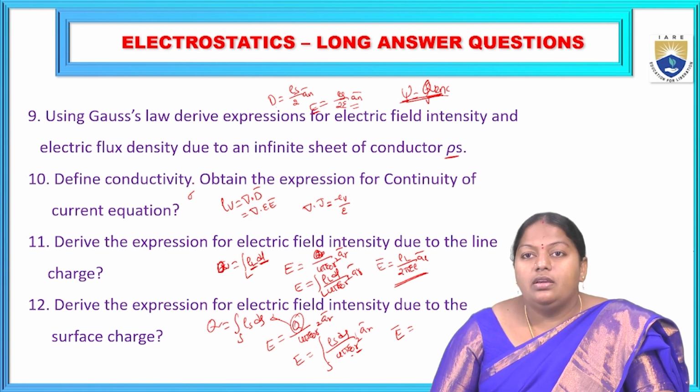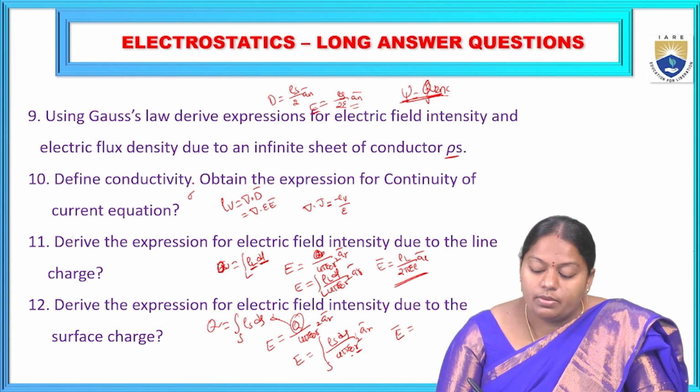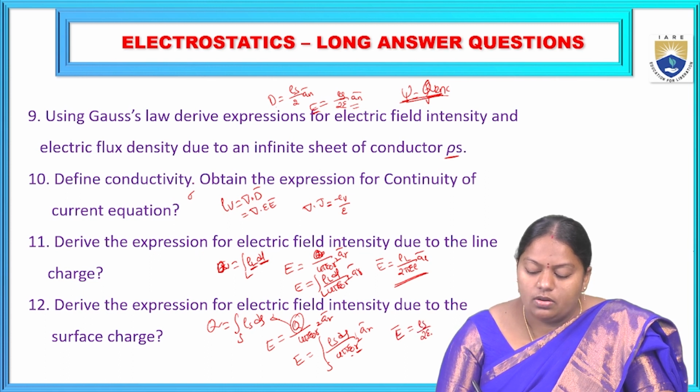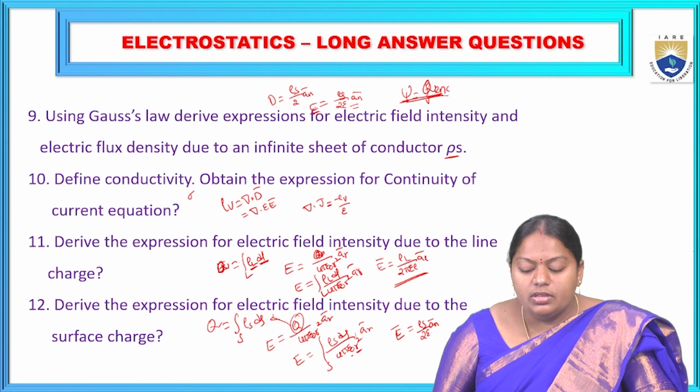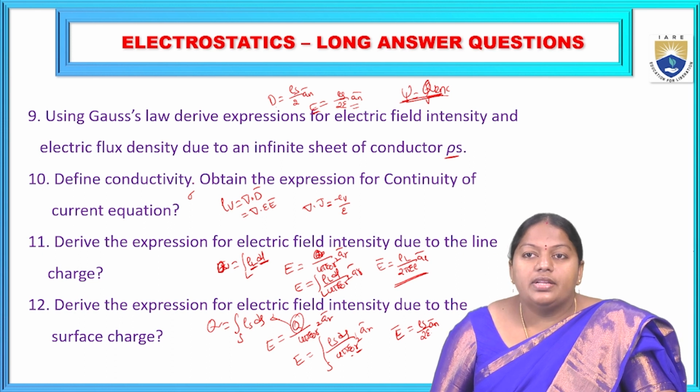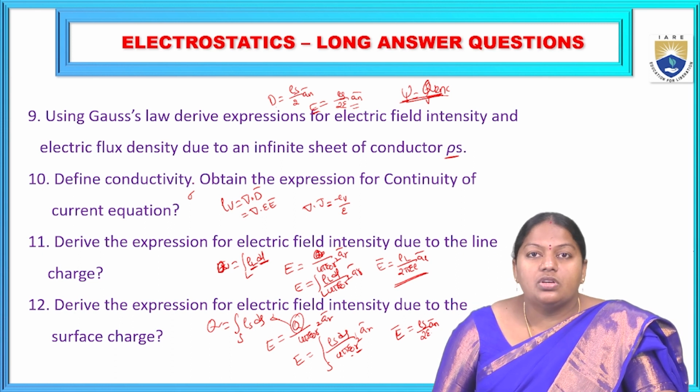The electric field intensity E due to a surface charge is given by E bar equals rho S by 2 epsilon naught into aN. This is the way we derive the equation for the electric field intensity due to the surface charge.